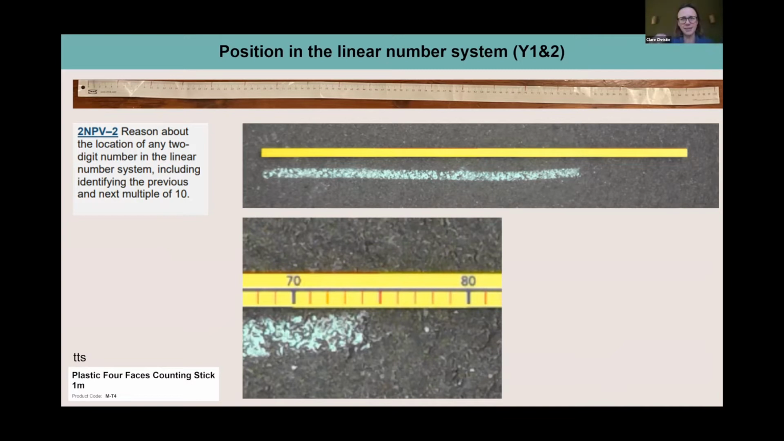So really thinking about, I'm not just grabbing some equipment, what do I want them to understand? And at this stage in year 2, we want them to understand multiples of 10 and midpoints of them. You know, put your finger on the midpoint of 50 and 60, put your finger on 1 less than 7 tens. And once we've got a good idea of that, then we can start to estimate.